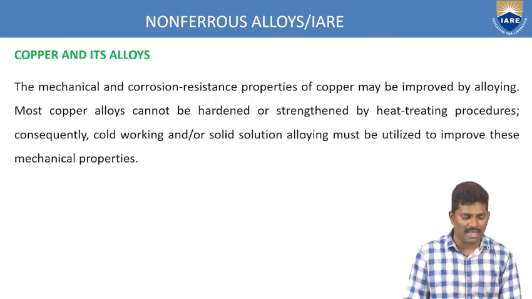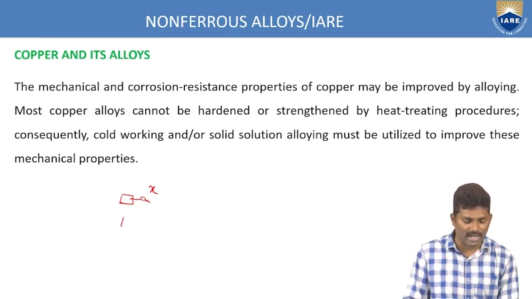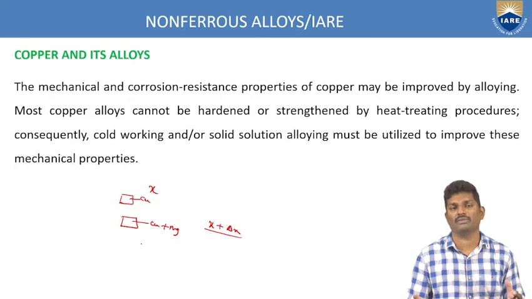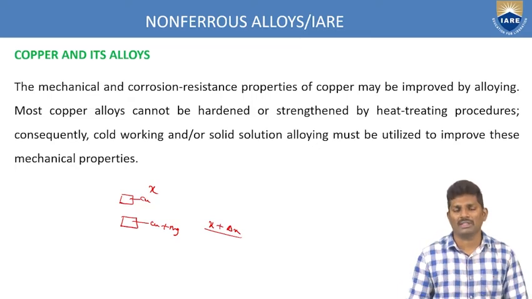Suppose I have some X value of corrosion resistance. This is the copper, and it has an X value of corrosion resistance. Now, if I add some alloying element to this, copper plus some magnesium, what is happening? The corrosion resistance value is increasing to X plus delta X. So you have a good value. We are enhancing the properties. Like that, if you add different types of alloys into the base material, the mechanical properties will be enhanced.